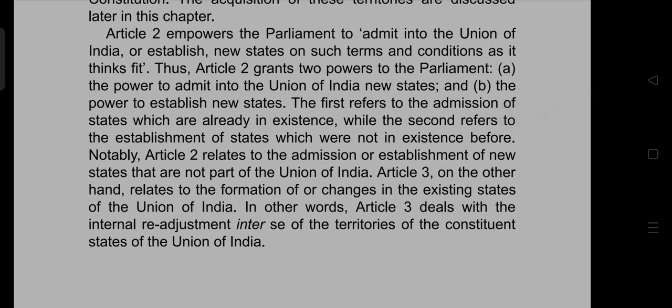Notably, Article 2 relates to the admission and establishment of new states that are not part of the Union of India. Article 3, on the other hand, relates to the formation of new states and changes in the existing states of the Union of India. In other words, Article 3 deals with the internal readjustment inter se of the territories of the constituent states of the Union of India.